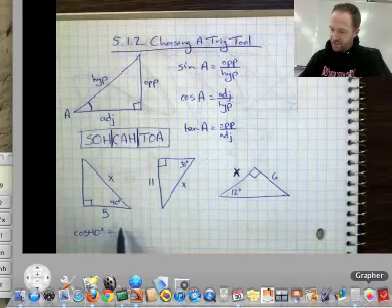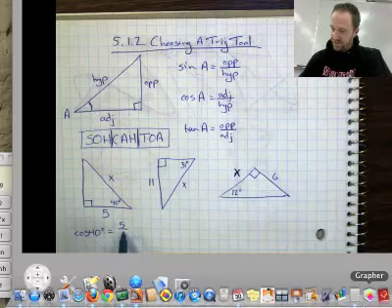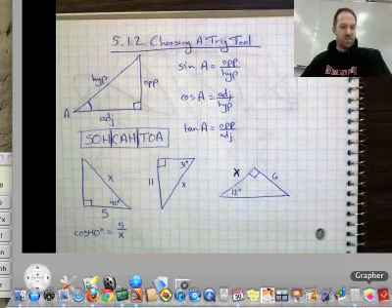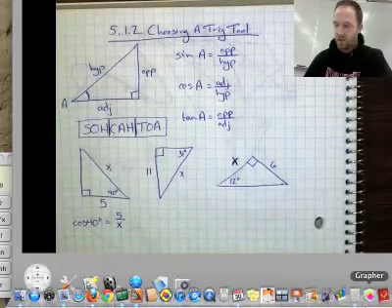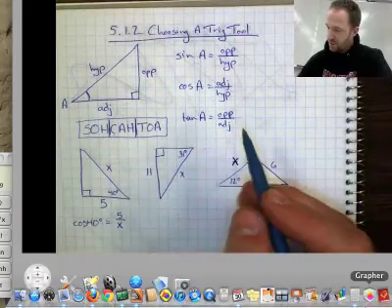Cosine of 40 is the adjacent side over the hypotenuse. And there's the setup. The solving is the same that we've been doing in class over the last few days. Let's take a look at this next one.